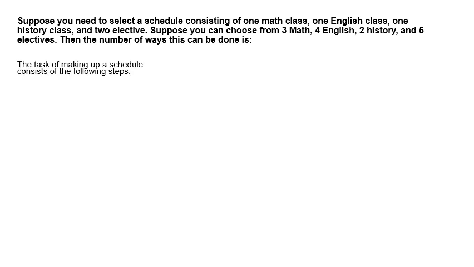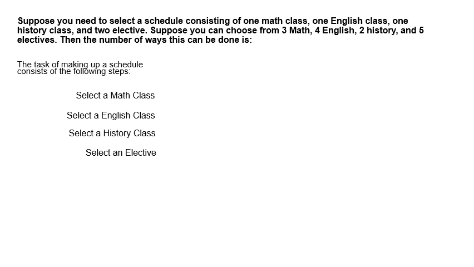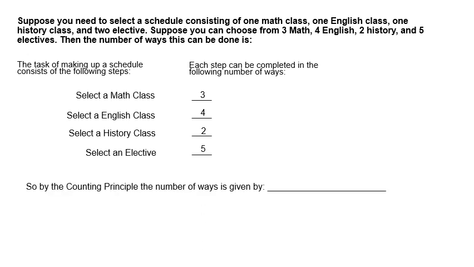The task of making up a schedule consists of the following steps. You need a math class, an English, a history, and an elective. Each step can be completed in the following number of ways. How many ways can you pick your math class? 3. Your English class? 4. Your history class? 2. Your elective? 5. So by the counting principle, the number of ways is given by 3 times 4 times 2 times 5, 120 different possible schedules.